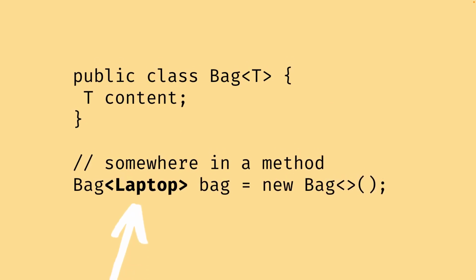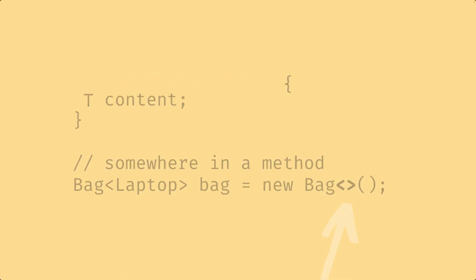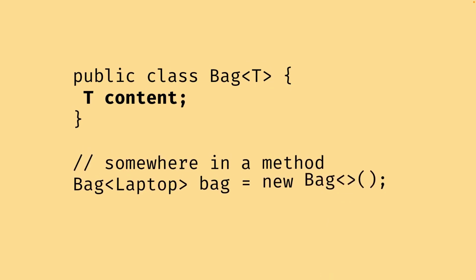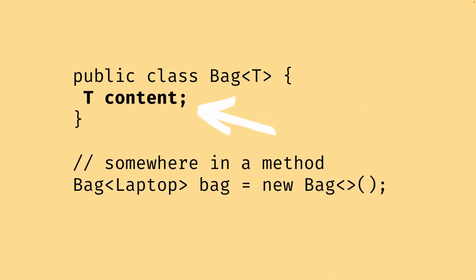Here's an example of how to instantiate the Bag class. We specify the type for the generic between angle brackets. And we repeat these angle brackets before the parentheses on the right-hand side. T is then being replaced by Laptop, to some extent. And we're only allowed to use type Laptop for the property content. Let me show you this in IntelliJ.